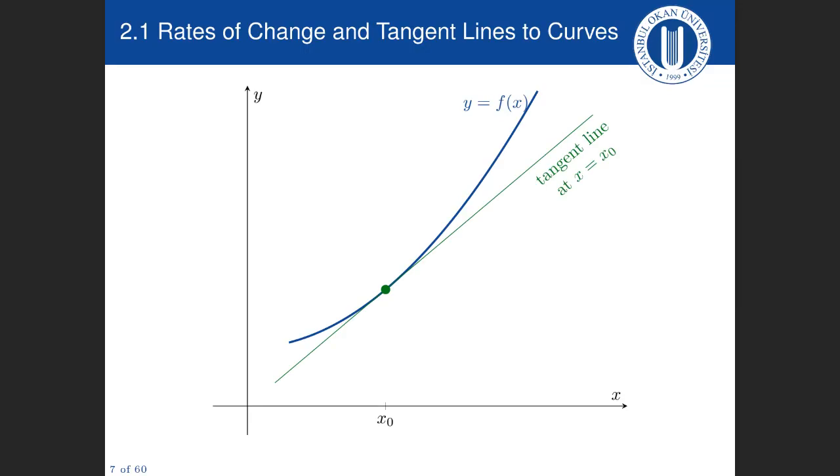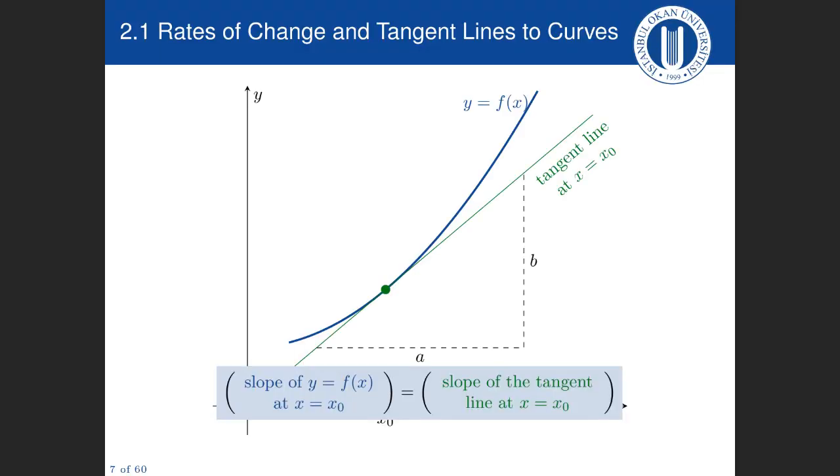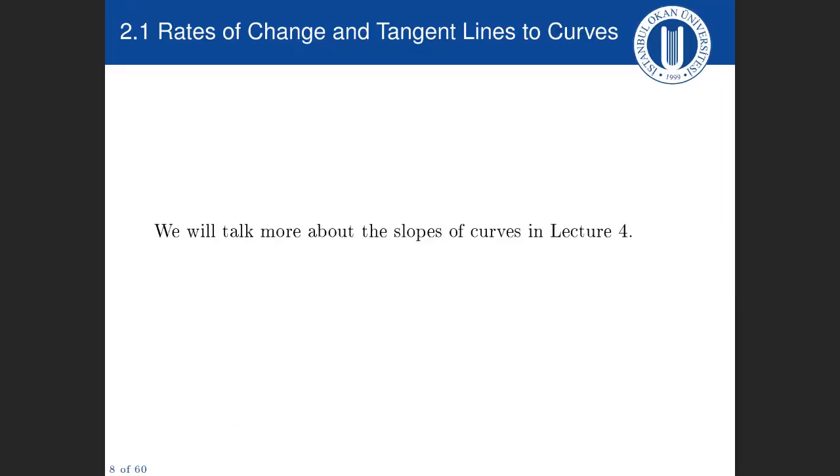What we can do is draw a straight line which just touches our curve at this green point. We're drawing our green line so that it has the same slope as the blue curve at this point. And then once we've got a green line, we can draw our triangle and calculate the slope of the green line. The definition that we're going to use is that the slope of the blue curve is equal to the slope of the green line. We're going to talk more about the slopes of curves in lecture 4.